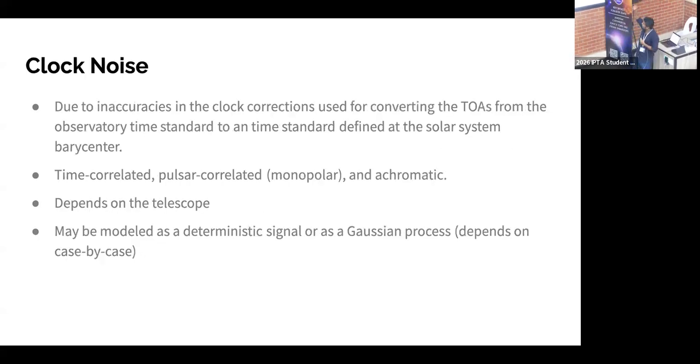The next thing is instrumental noise. It is clock noise. Your TOAs are only as good as the clock against which they are measured. So if your clock is doing something weird, then you would see noise in your data, and it will affect every pulsar equally. And that is what is meant by a monopolar pulsar correlation. It has no frequency dependence unless your different frequency backends have some kind of issue.